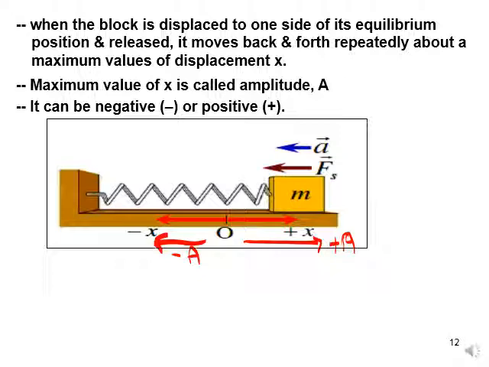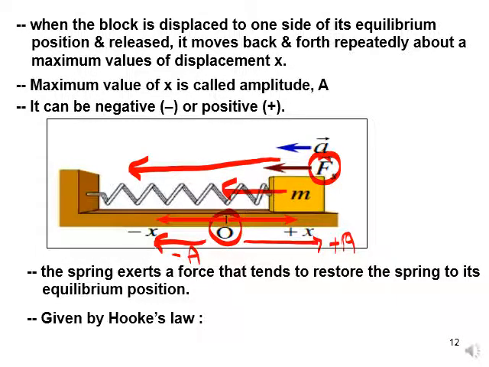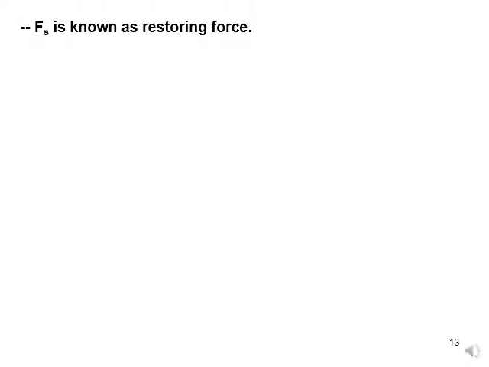The block will move from the positive x to the negative x direction. The spring will exert a force that tends to bring the block to its equilibrium position. From Hooke's law, Fs, the restoring force, is equal to negative kx. Fs is known as the restoring force.